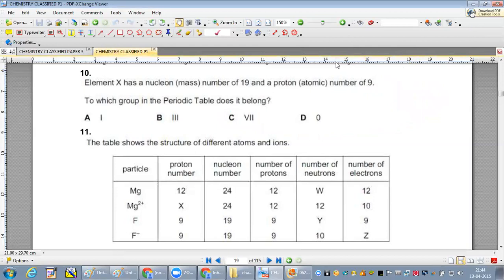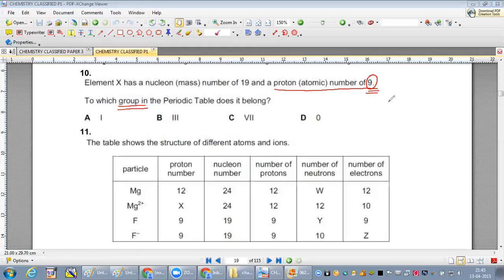Okay, just look at this. Element X has the nucleon number, that is mass number, of 19, and proton number, that is atomic number, is 9. To which group in the periodic table does it belong? Whenever group number is required, always get its electronic configuration. When we want its electronic configuration, always look at the proton number, that is atomic number. Here the atomic number is how much? 9.